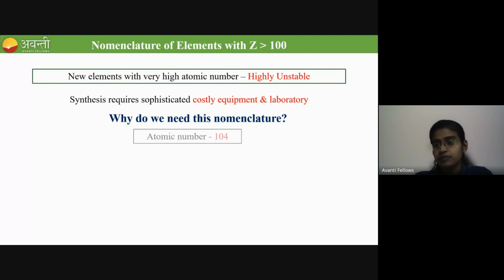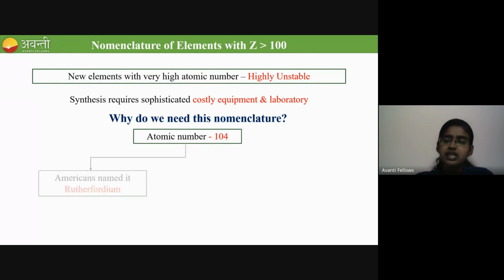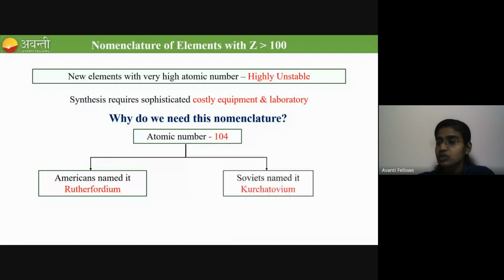Because if I take the element with atomic number 104, Americans found this, so they named it Rutherfordium, as Rutherford discovered it. But the Soviets named it Kurchatovium. So different people came up with their own ideas and named a single element on their own wish. So what did IUPAC do? You all know what IUPAC is, right?